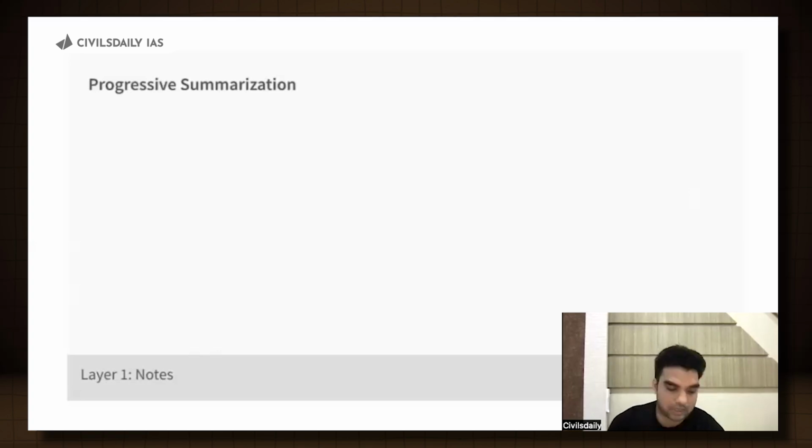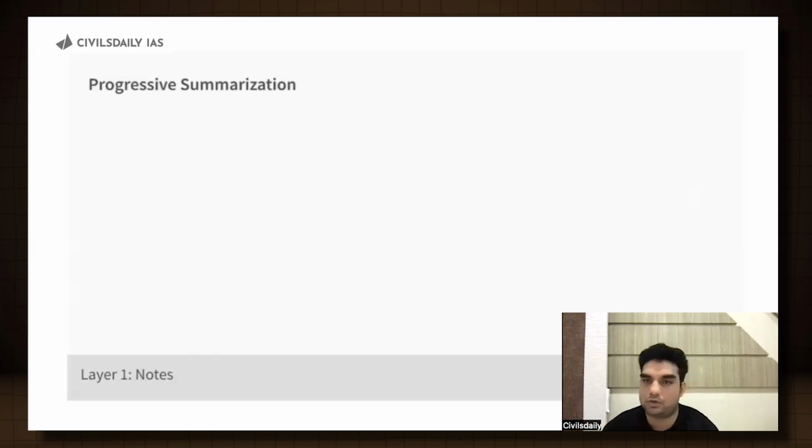Okay, what is progressive summarization, right? The first thing is, what is layer one, right? Layer one basically means your original source. Layer one could be, let's say, those who know our current affairs program, Samachar Manthan, we give PDFs, or any other current affairs magazines in the market. That is your layer one. That is the first notes.